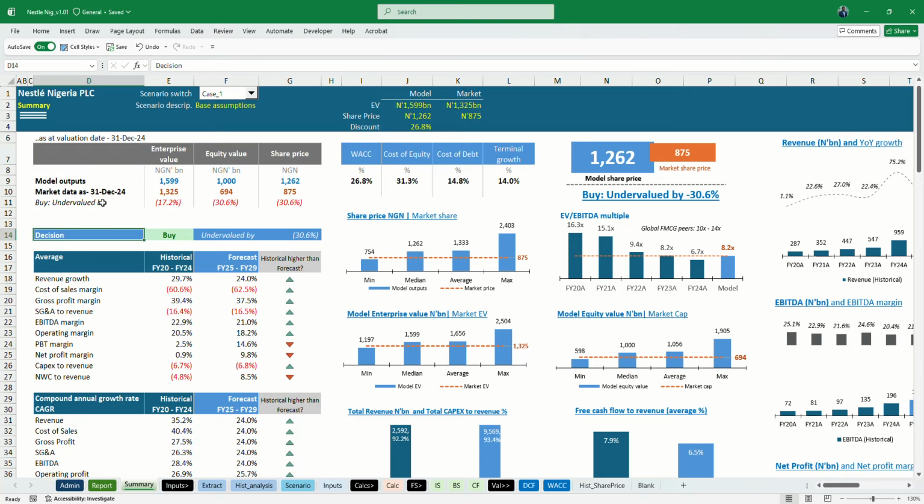Now the decision is simple. You can see the market value is saying the enterprise value is undervalued by 17.2, while the equity value is 30.6. So the share price, our model is saying, is worth 1262, while the market as at that day was 875. Which means you can go ahead and buy because it's currently being undervalued. We expect the business to perform better in the future, thereby the market value adjusts.